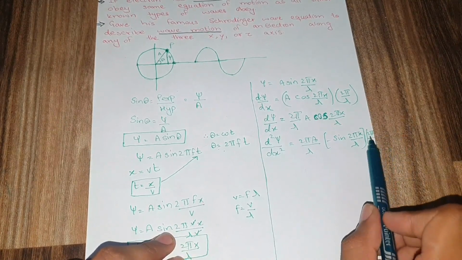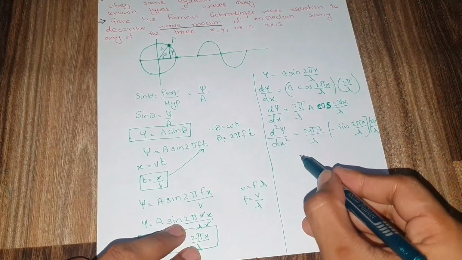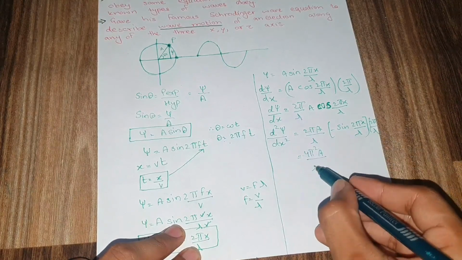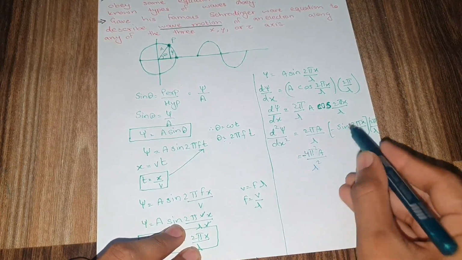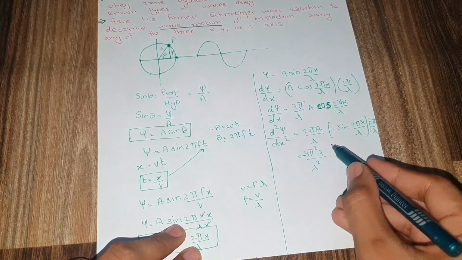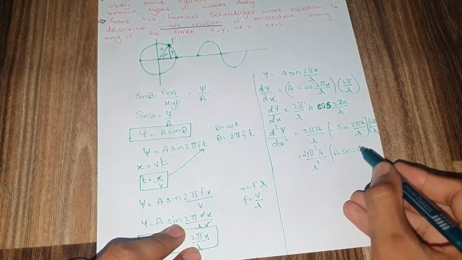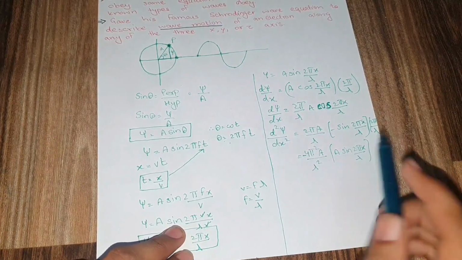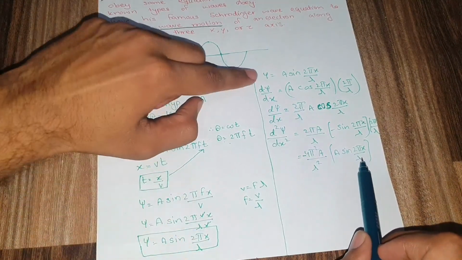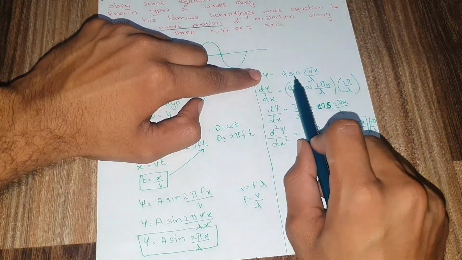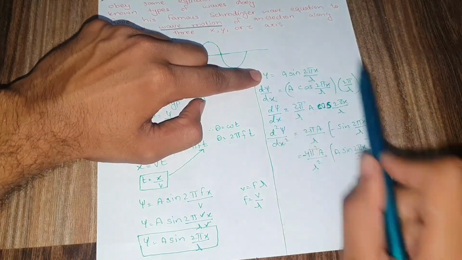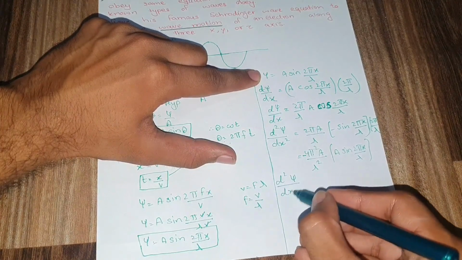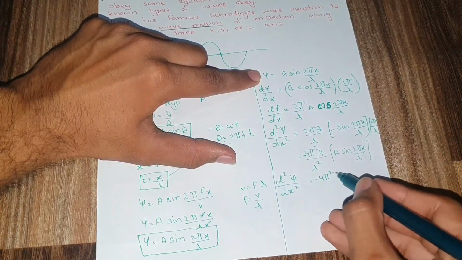This 2 pi will multiply with this 2 pi, and it will become 4 pi square. The equation becomes 4 pi square A divided by lambda square, with the minus sign written here, and the rest of the equation becomes A sine 2 pi x over lambda. What was A sine 2 pi x over lambda? It was equal to psi. So I am just going to put the value here. The equation becomes d square psi divided by dx square is equal to minus 4 pi square.